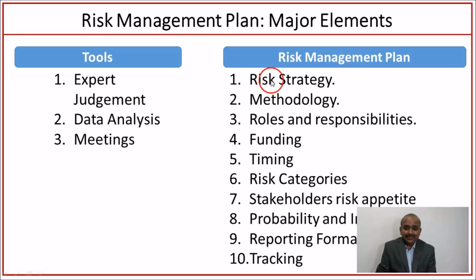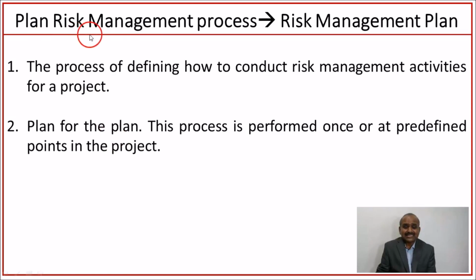These are all the elements of the risk management plan. The risk management plan consists of risk strategy, methodology, roles and responsibilities, funding, timing, risk categories, stakeholder risk appetite, probability and impact matrix, reporting formats and tracking. The tools we use to arrive at the risk management plan are expert judgment, data analysis and meetings. The major output of the plan risk management process is the risk management plan. It is a process of defining how to conduct risk management activities for a project. It is a plan for the plan, and this process is performed once or at predefined points in a project.